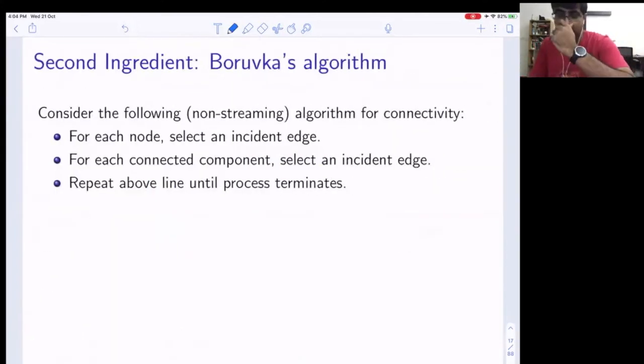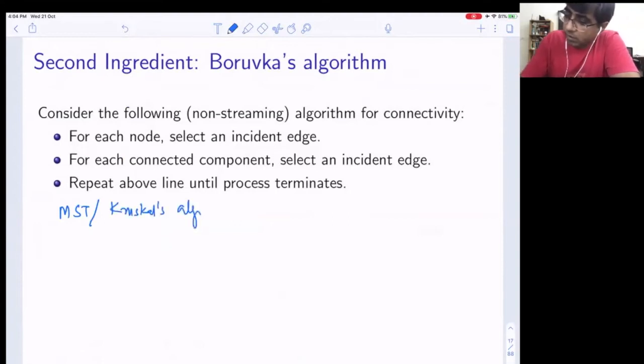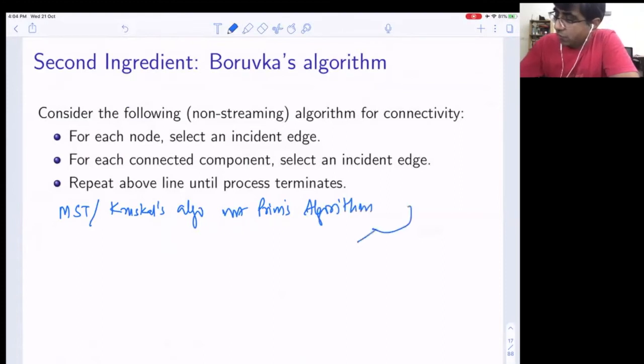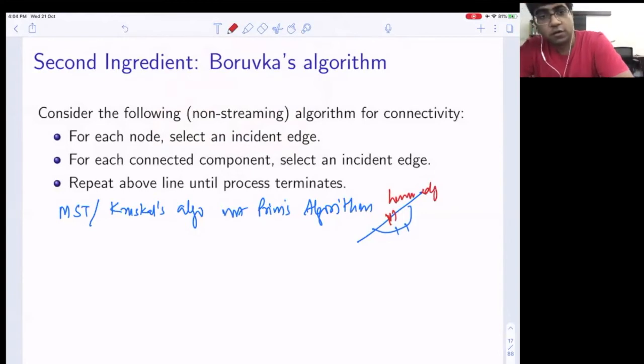The second thing which we need is what is called Boruvka's algorithm. Okay, so we saw last time that if we wanted to compute a minimum weight spanning tree, then neither Kruskal's algorithm nor Prim's algorithm works. Okay, and we used this trick that you look at your spanning tree, add an edge, and if it creates a cycle, delete the heaviest edge. Okay, there is another algorithm for MST, which is called Boruvka's algorithm, which is generally used for parallel algorithms.